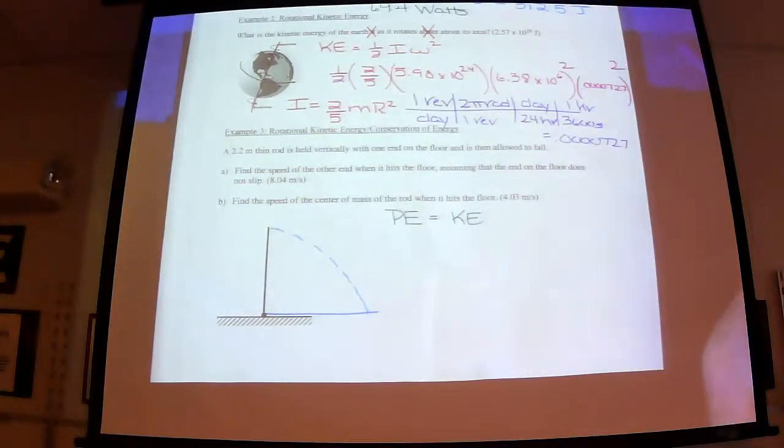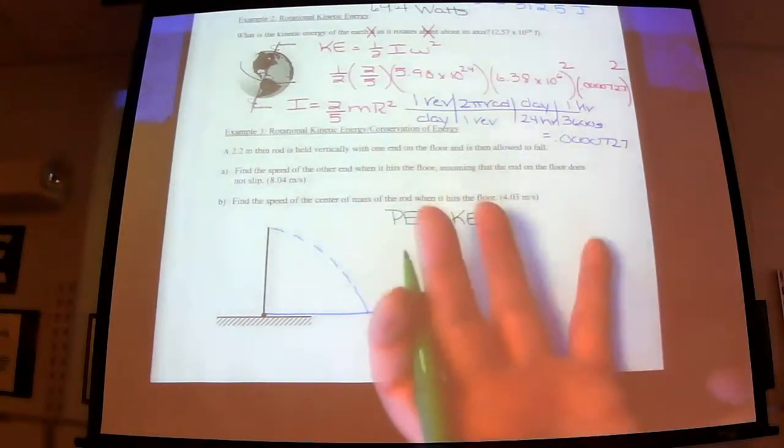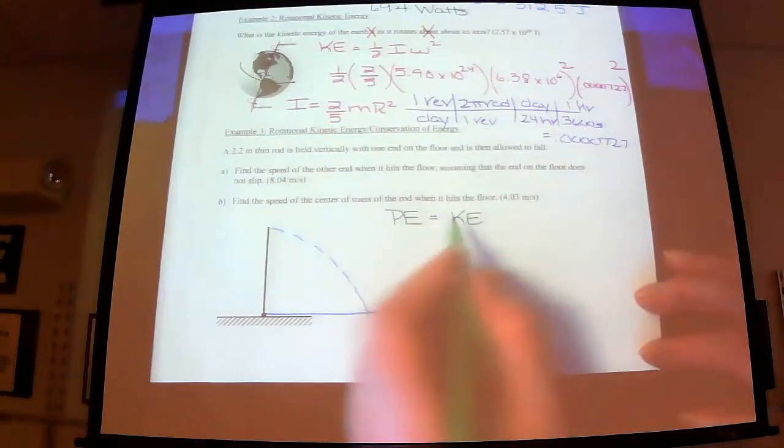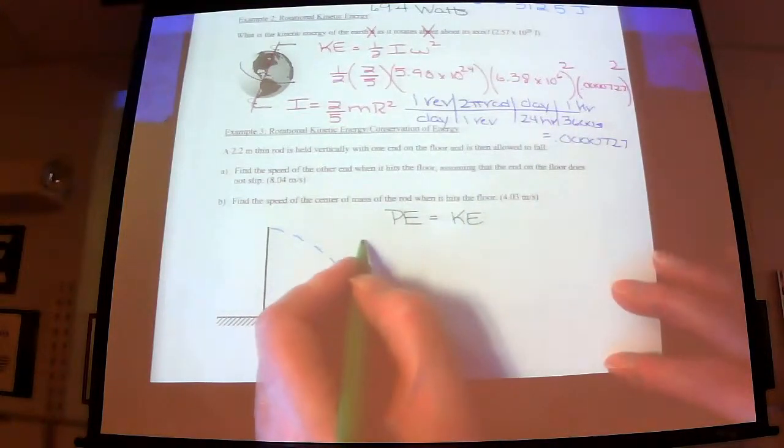All right, I'm doing conservation of energy. The kinetic energy or the potential energy is going to turn into kinetic. Or you could think about it this way.